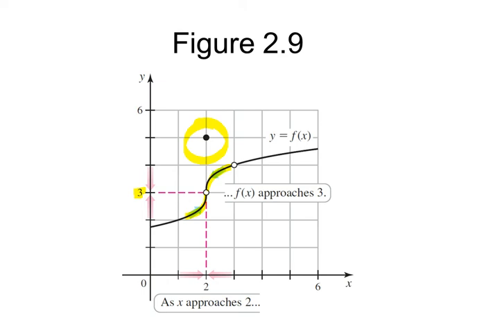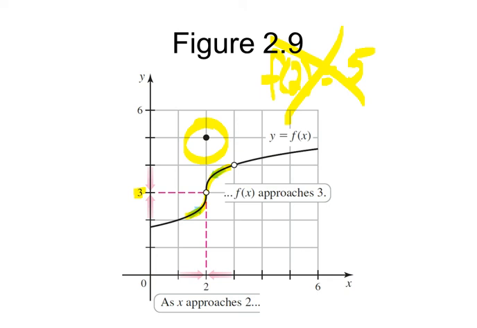It's defined as 5. Yes, that's true that f of 2 does in fact equal 5. But that's not what we're talking about here. We're talking about the limit. We don't want to know what the definition is. If we wanted the definition, we just use the rule or use the graph and we could get it.